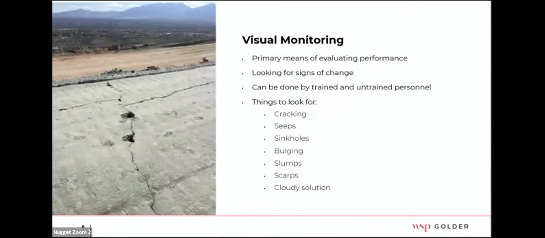Our best tool for figuring out the performance of the heap is visual monitoring. It's the cheapest one to do as well, and the mine can do it on its own.